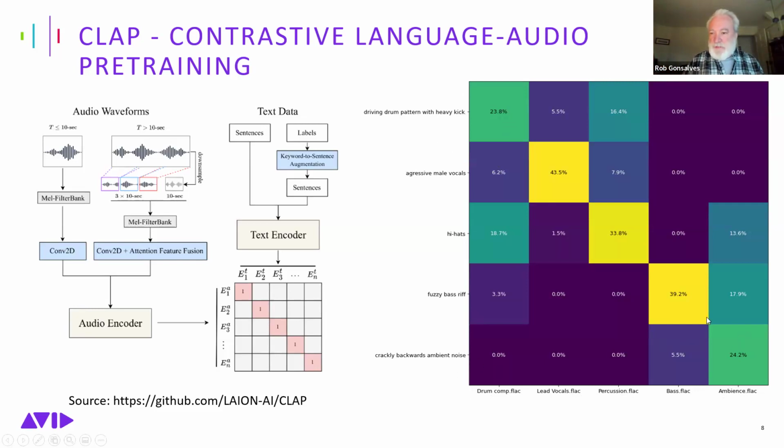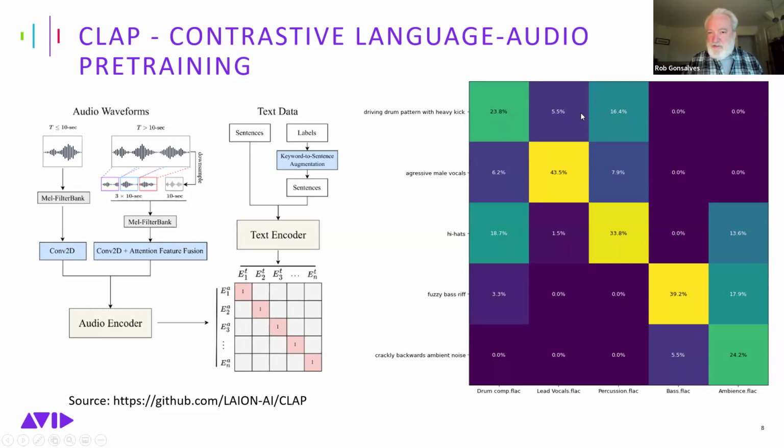With this graph, yellow means it's a really good match. In fact, 43.5 is one of the highest numbers I'll show you here. It's aggressive male vocals, and it's Trent Reznor singing the song. That's a really good match. Here is the drum wave file. I just wrote driving drum pattern with heavy kick, and actually that is relatively low.